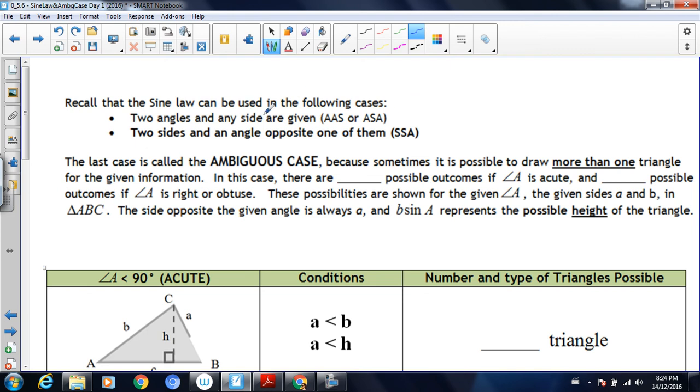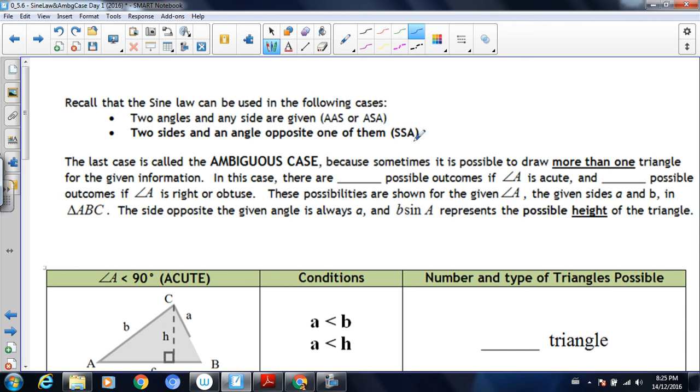When you have two angles and any side, so angle, angle, side, or angle, side, angle, or when you have two sides and an angle that is opposite to one of them, so side, side, angle: two sides and one angle opposite to any of the sides that's given to you.